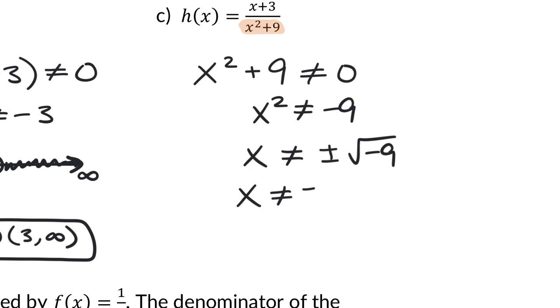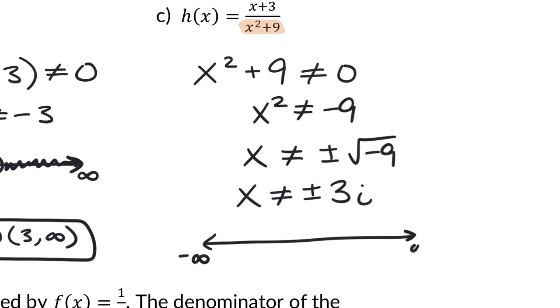I think everything everybody just said is yes. This is 3i, right? The negative becomes i when you take the square root, and then the square root of 9 is 3. So we have x equal to plus or minus 3i. So my question for you, on this number line from negative infinity to infinity, where do I put the numbers plus and minus 3i? You don't.